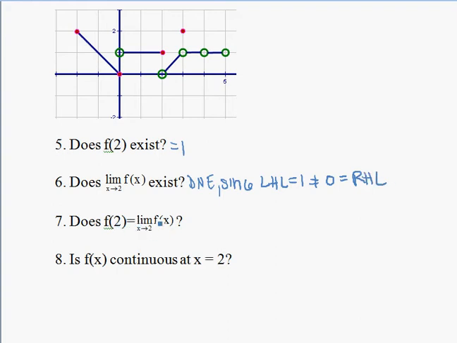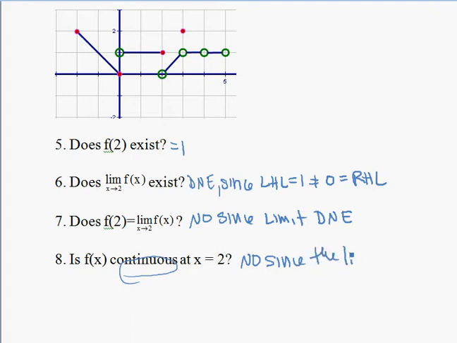Does the function value equal the limit? No, since the limit does not exist. And finally, number 8 is asking the same question as 7. It's just using the word continuous. Does the function value equal the limit? No, since the limit does not exist.